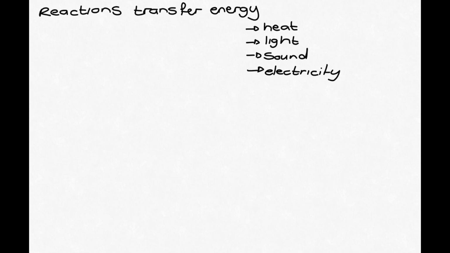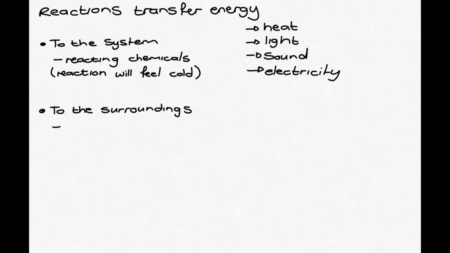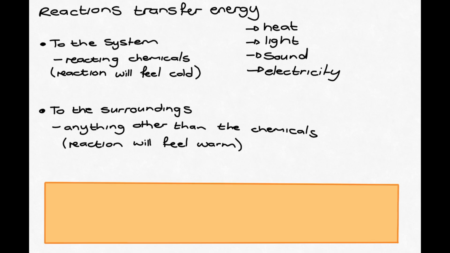The transfer of energy can happen in 2 directions. The first is to the system, meaning to the reacting chemicals. This means that the reaction will feel cold because it's pulling heat away from the surroundings. Then the second is to the surroundings. So this is towards anything other than the chemicals itself. This will mean that if you touch the reaction, it will feel warm because it's losing energy to its environment.